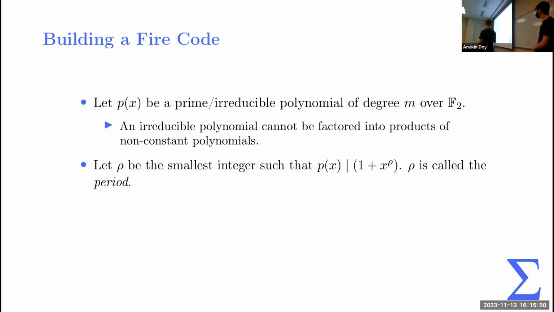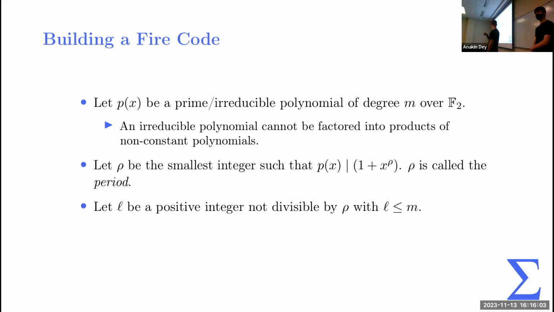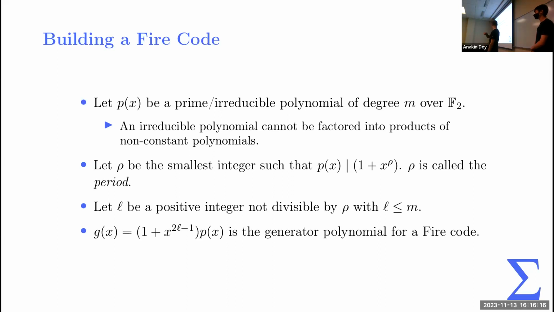Then we choose some rho to be the smallest integer so that 1 plus x to the rho is divisible by our irreducible polynomial. This rho is the period of any polynomial, not just cyclic codes, and we're using that here. And then we take some L to be not divisible by rho and smaller than m, and m is the degree of the irreducible polynomial. Finally, if we put it all together, x to the 2L minus 1 plus 1, times p, is the fire code.